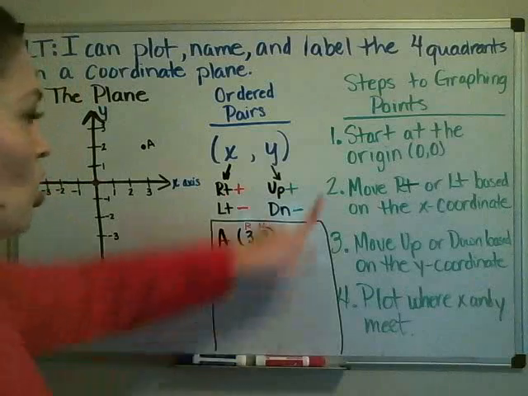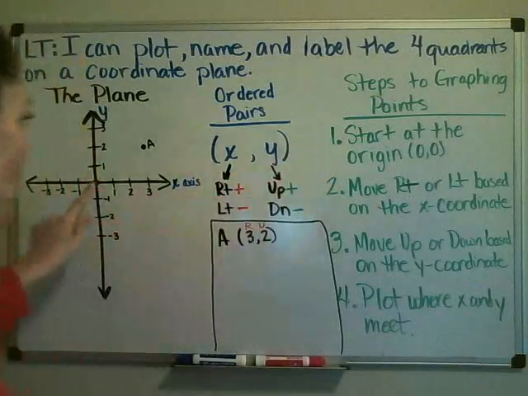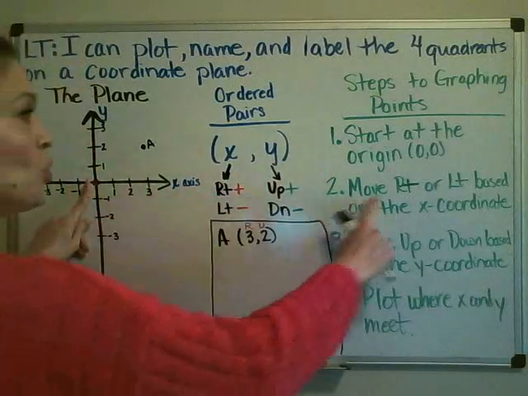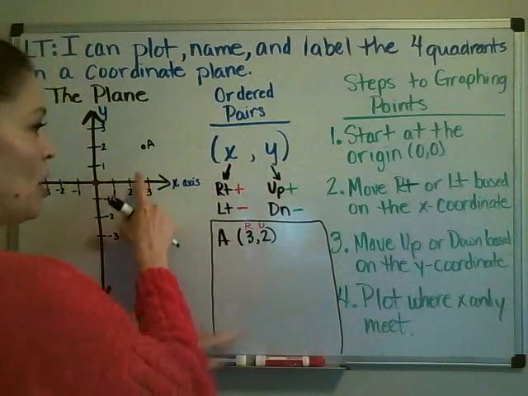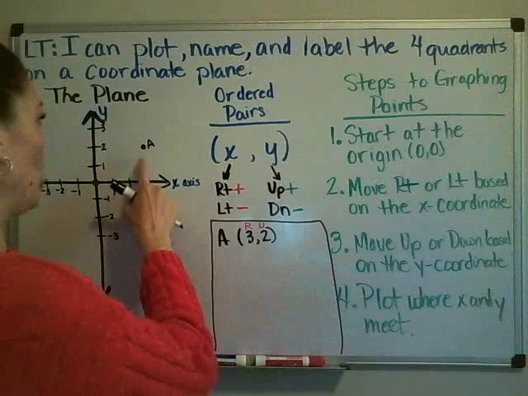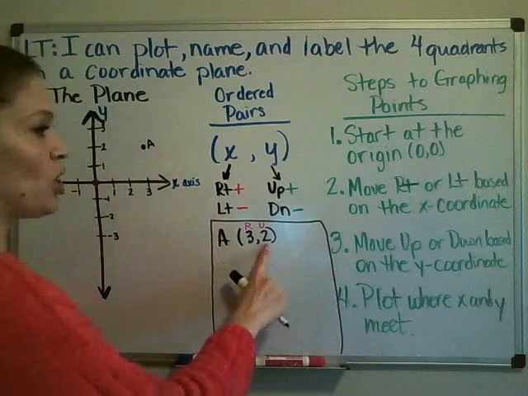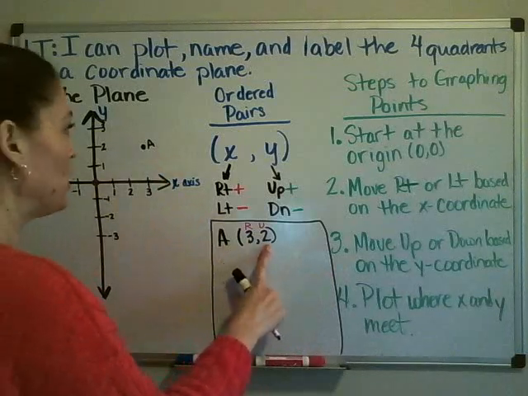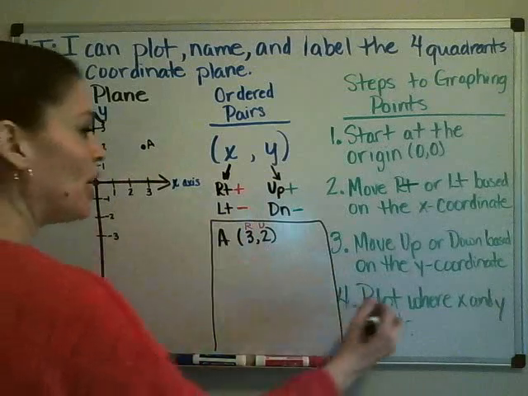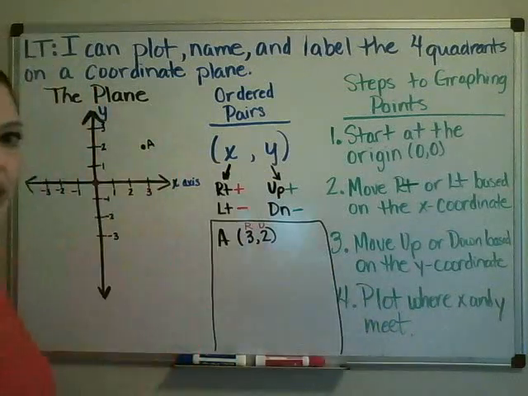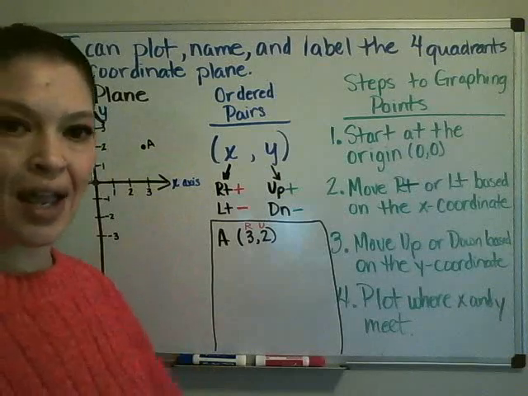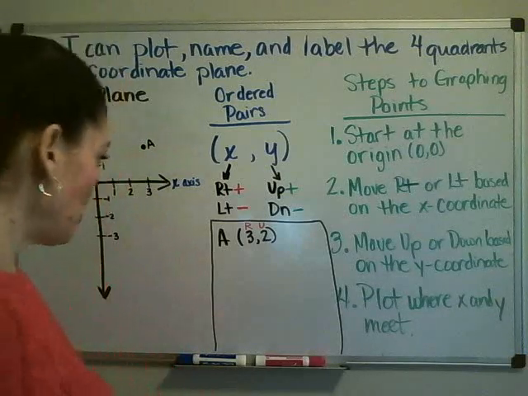All right, so we started at the origin. We moved right or left. We went 3 spots to the right. And then we moved up 2 because that's what it told us to do on the y-coordinate. And then where the two met, where X and Y met, that's where we plotted our point and we labeled it A. Okay? All right, let's try another one.